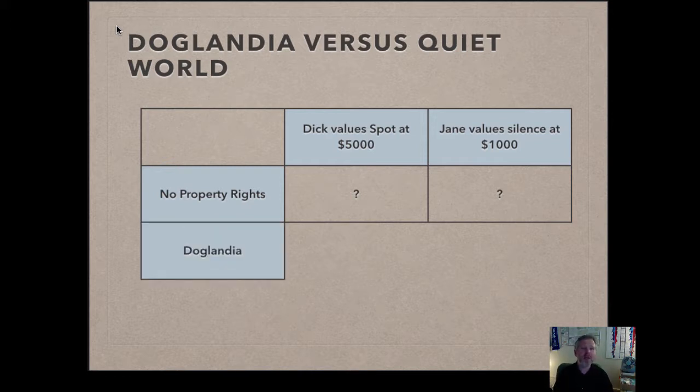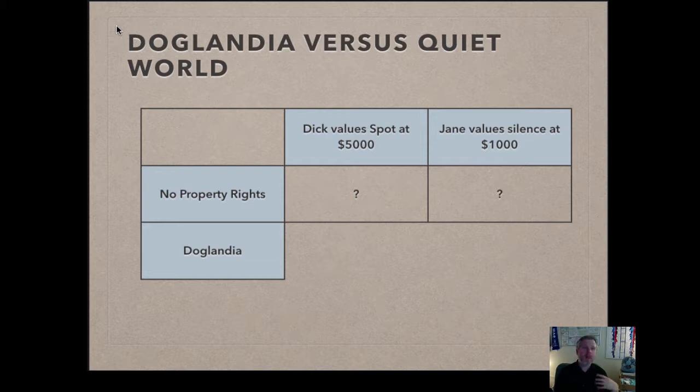All right. In the first one, it's Doglandia. So what's going to happen if Dick has the right to have Spot? There's nothing Jane can do about it legally to prevent him from having the dog. Even if the dog barks and bothers her, it doesn't matter. She can't do anything about it. All right. What will happen in that world?